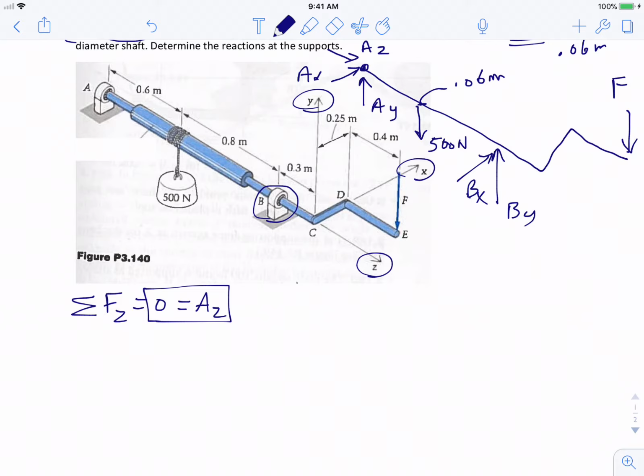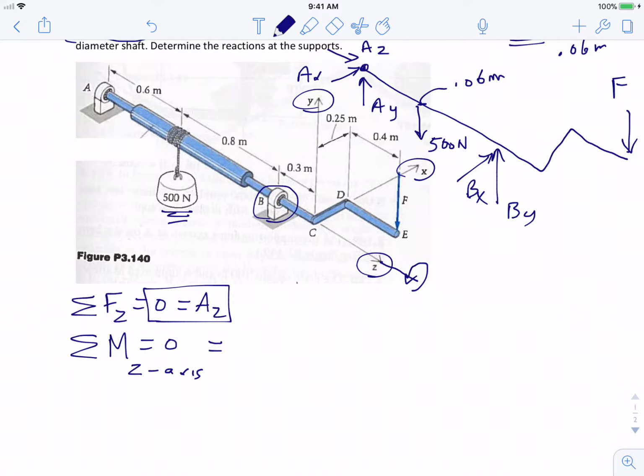So I'm going to start with doing a moment, and I'm going to think pretty strategically about what kind of moment to do. What comes to my mind is summing the moments along an axis, specifically the z-axis, and setting them equal to 0. So I'm thinking about rotation, right? I'm thinking about the potential for rotation along the z-axis. And so this 500 Newton force would cause it to rotate in the positive z direction.